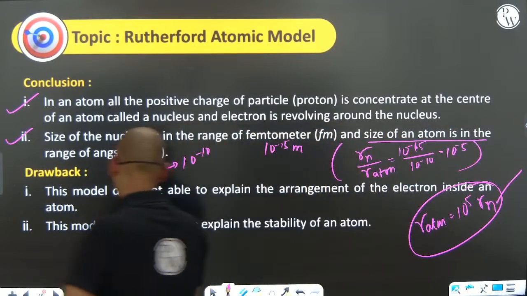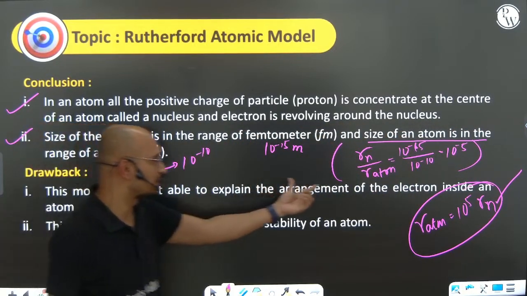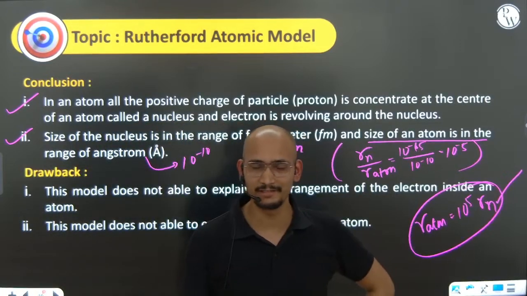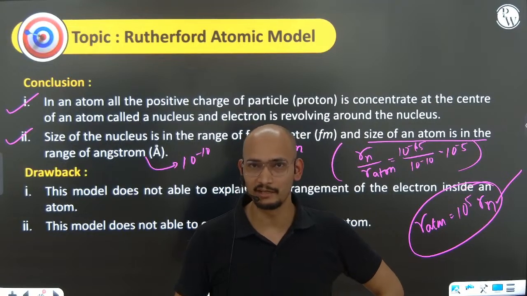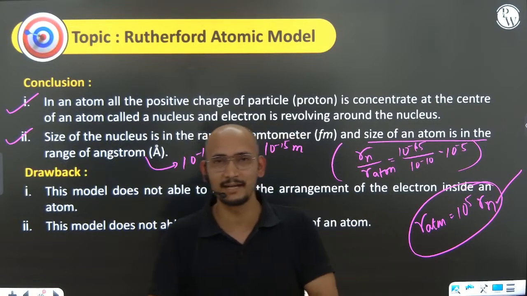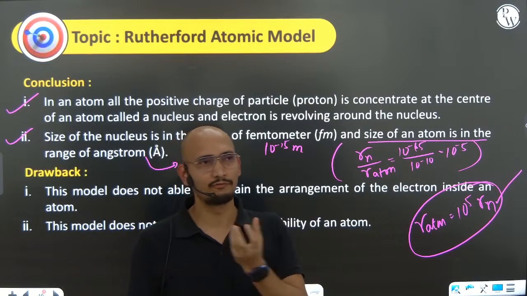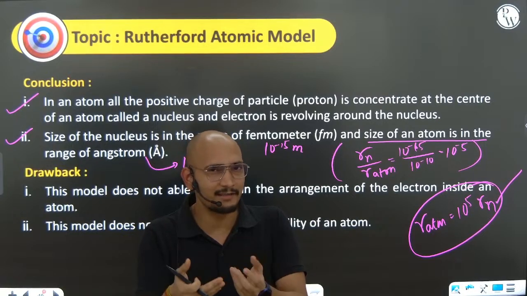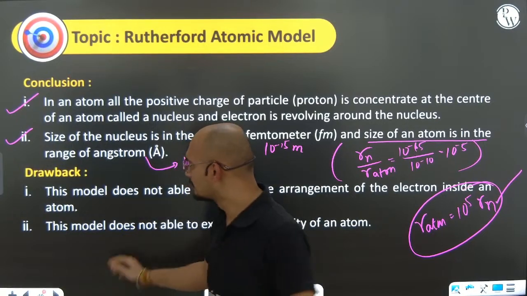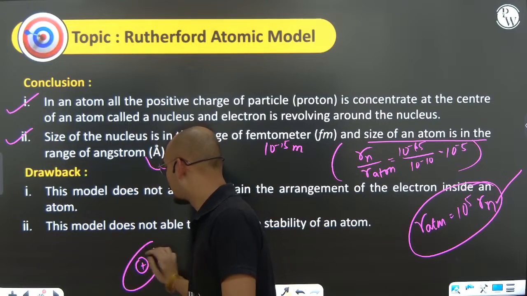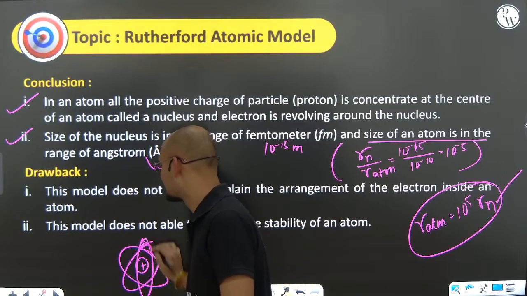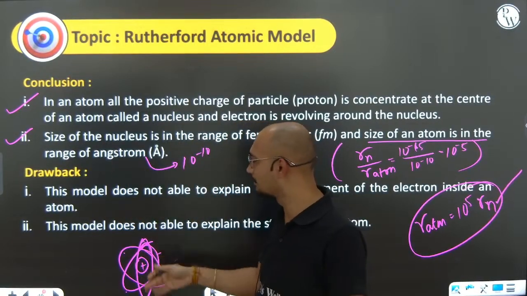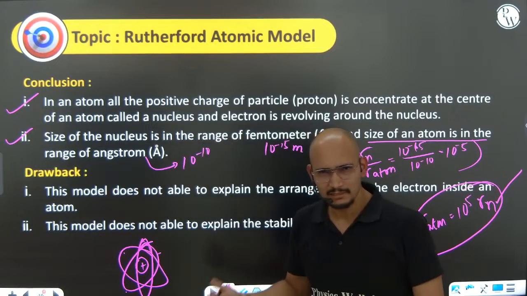Next, drawbacks. This model is not able to explain the arrangement of the electron inside an atom. But of course, he had to say something, since the electron was already discovered. So the electron also needs some place inside the atom. So what he thought, of course, the proton is positively charged, the electron is negatively charged, so they will be electrostatically attracting each other. So he thought there will be a nucleus, and around it electrons will be revolving just like this, in any orbit. He just said, okay, electrons will be revolving around it. But was it correct? No, for sure.